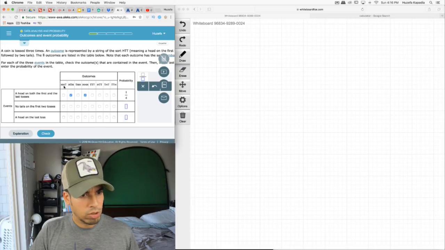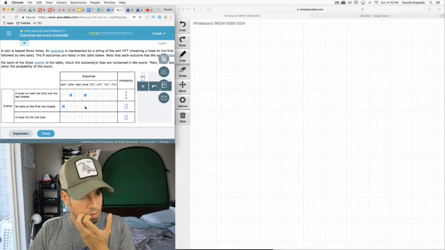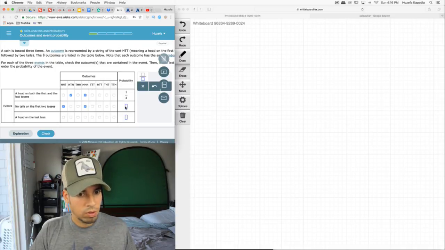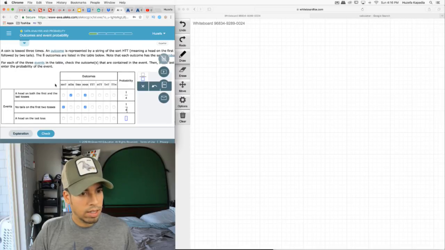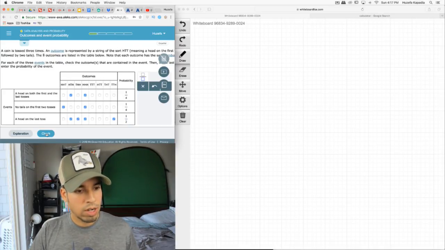No tails on the first 2 tosses. So heads, heads. Heads, heads. So again, we have 1 out of 4. Head on the last toss. So 1. Head there, head there, head there, head there. Okay. So that's 4 out of 8, or 1 out of 2.